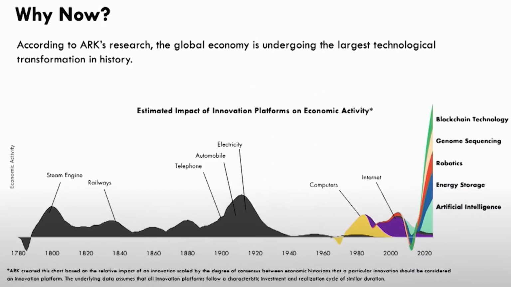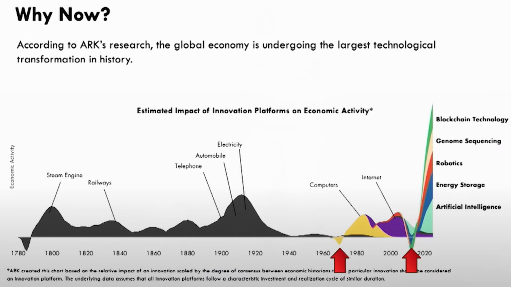So let's take a look at this graph from ARK Invest that shows the major innovation platforms that have shaped the world over the past 200 plus years. The x-axis is the timeline and the y-axis shows the impact of these innovations on economic activity. So you can see that we have things such as the steam engine, railways, the telephone, the automobile, and then also electricity, which was huge. And then more recently, you can see that computers and the internet came along and really added a lot of economic activity.